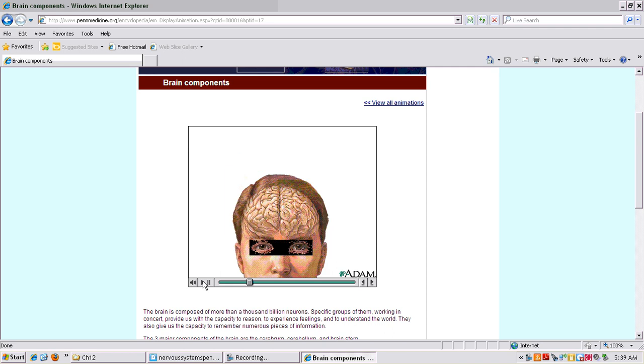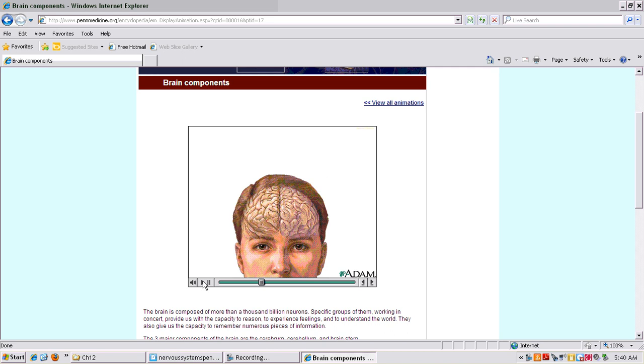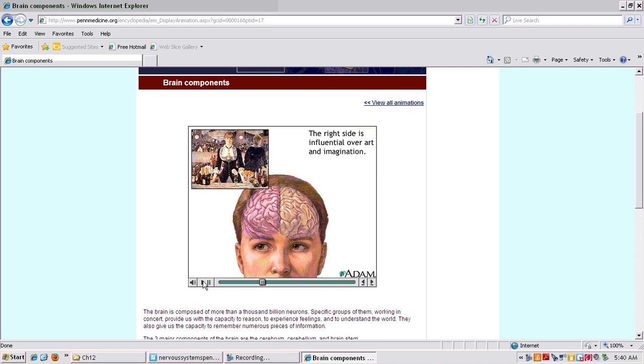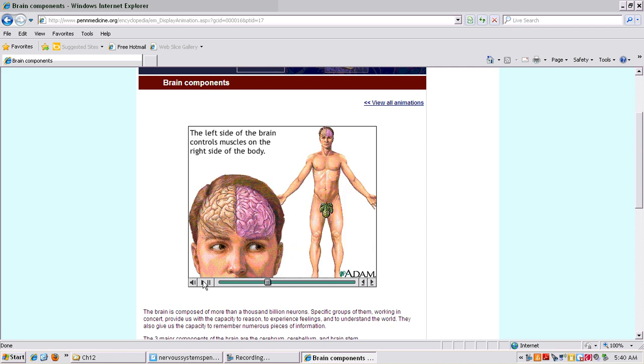Both of the cerebral hemispheres look similar, but each helps us to perform different functions. The left side of the brain is thought to be more influential in shaping reasoning and language, as well as scientific and mathematical skills. The right side of the brain is believed to have more influence over art and music, as well as insight and imagination. The left hemisphere controls the muscles of the right foot, while the right hemisphere controls the muscles of the left foot. In other words, the left side of the brain controls the muscles on the right side of the body, and vice versa.